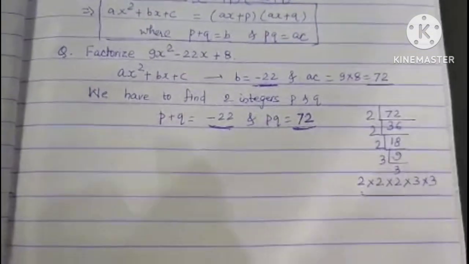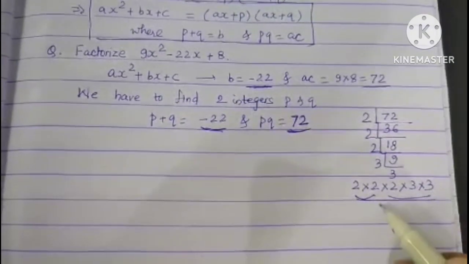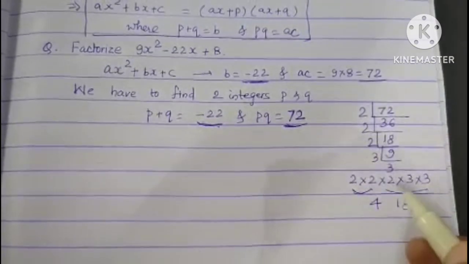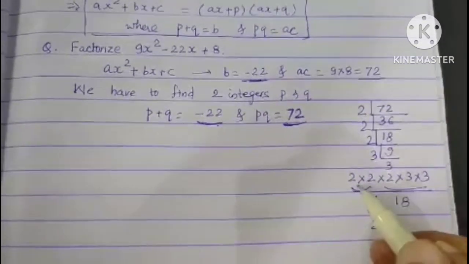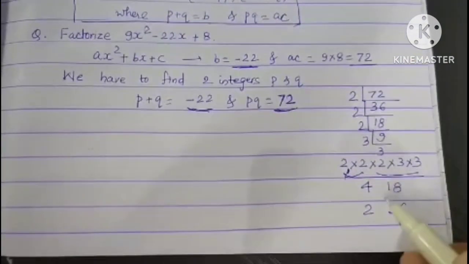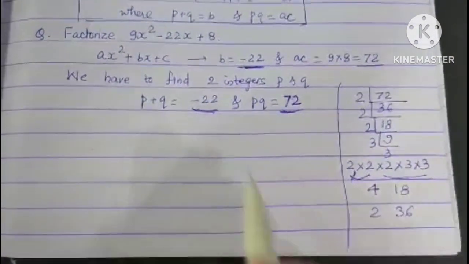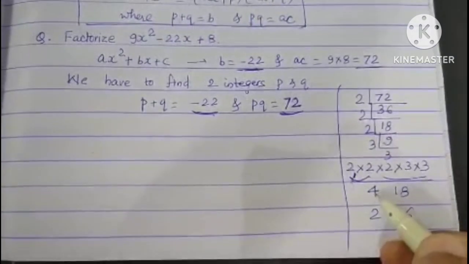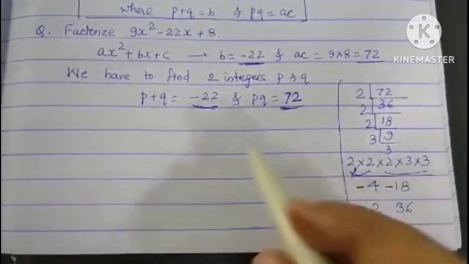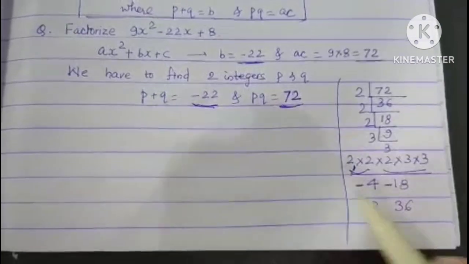So let us first try these two and the rest. First will be 4 and 18. Second will be 2 and 36. There will be so many combinations, but our target is to make minus 22 as the sum. So if we take minus 4 and minus 18, then we will get minus 22 as the sum, and the product will also be plus 72. So this was our requirement.